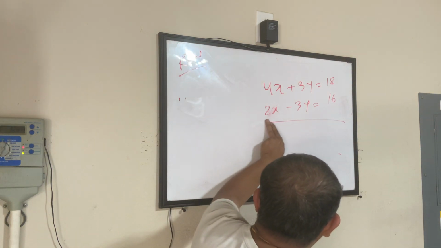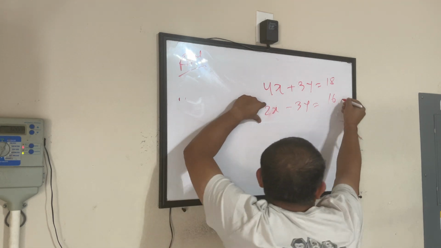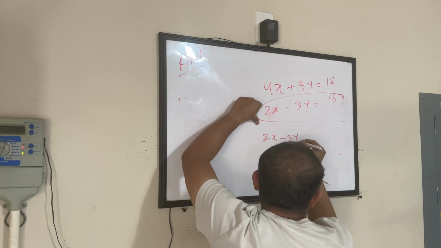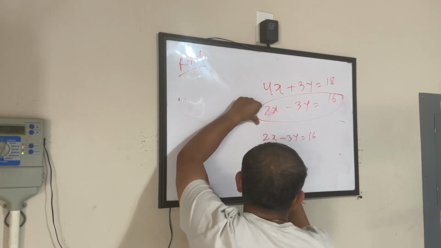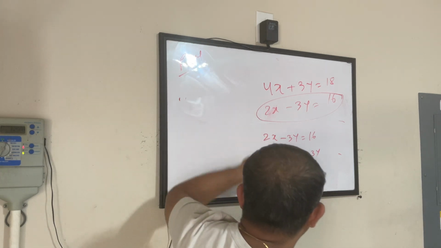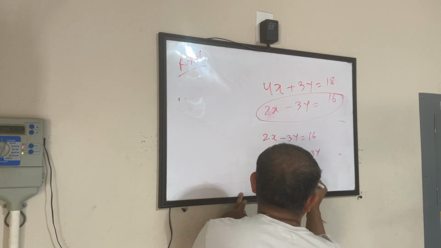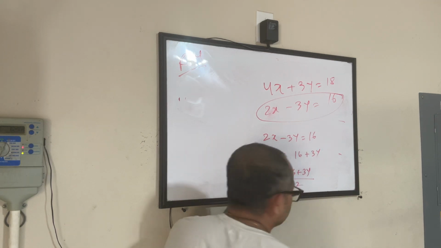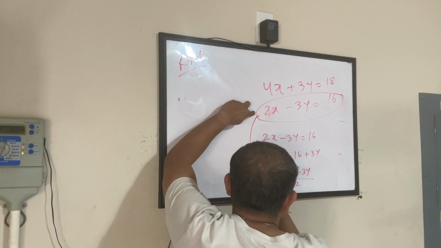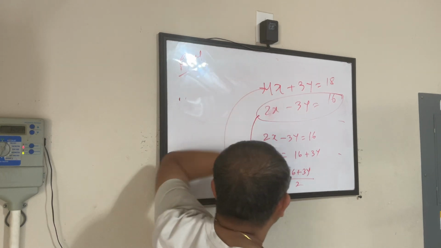Now let's look at it this way. I have two equations. Let's pick up this guy. It will become 2x minus 3y equal to 16. This is my equation. So 2x will be equal to 16 plus 3y, or x will be equal to (16 plus 3y) divided by 2. I got the value of x. What I will do is, from this equation I found the value of x. I will take this value of x and substitute here in this case.